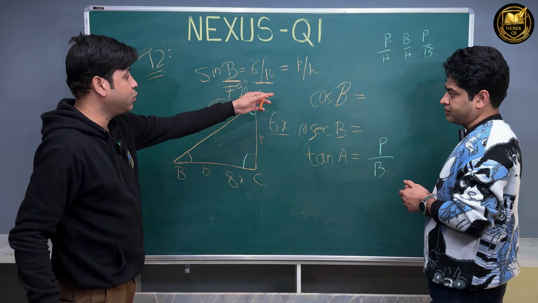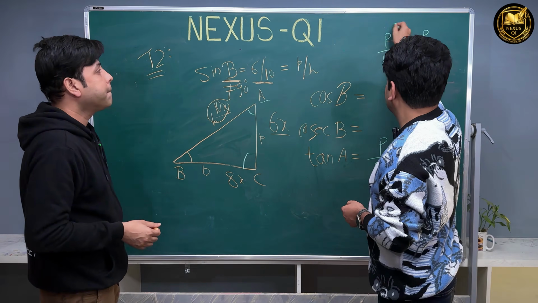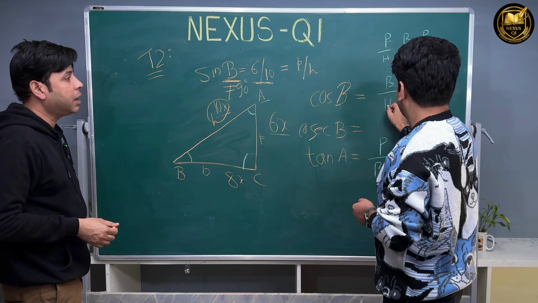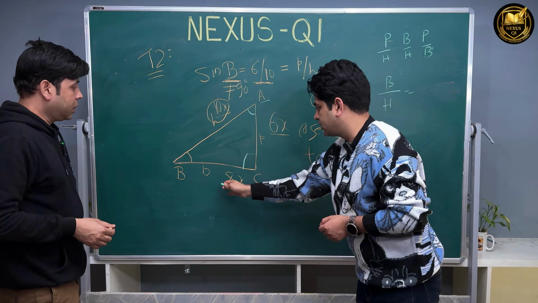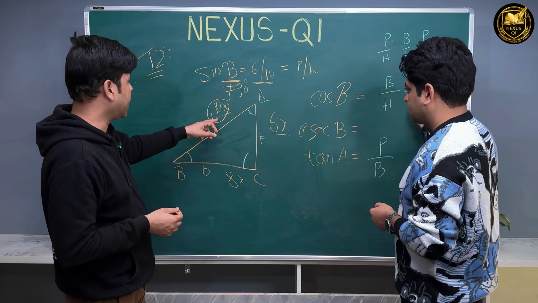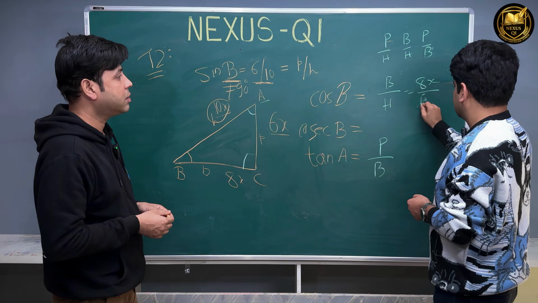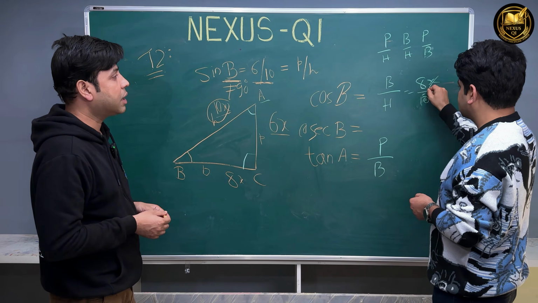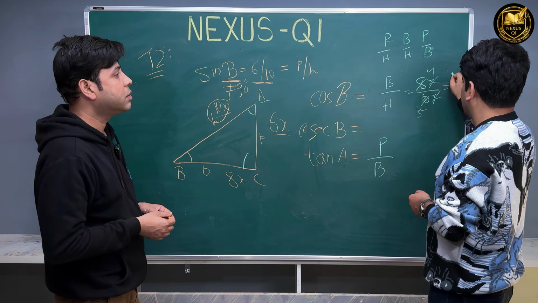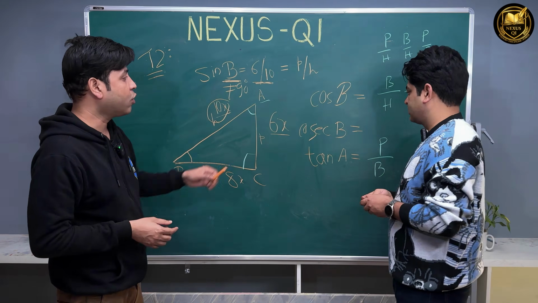Let's first complete these two: cos of angle B and cosec of angle B. Cos is base by hypotenuse. So this is the base, 8x, and H is 10x. The x cancels, 2 fours are 8, 2 fives are 10, so it is 4 by 5. Correct. Next, find cosec of angle B.